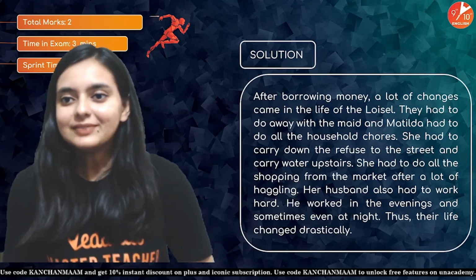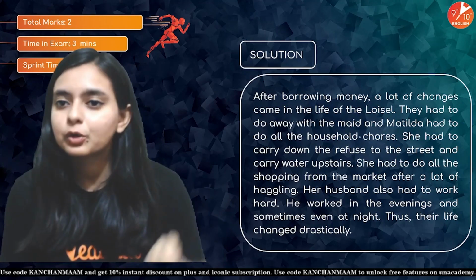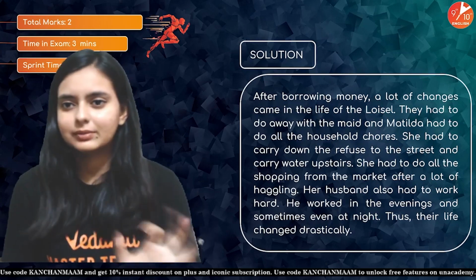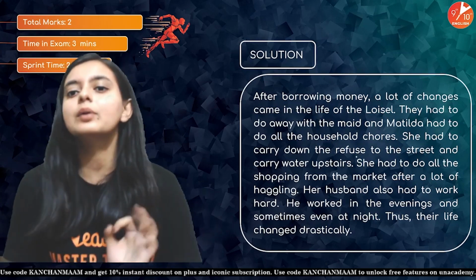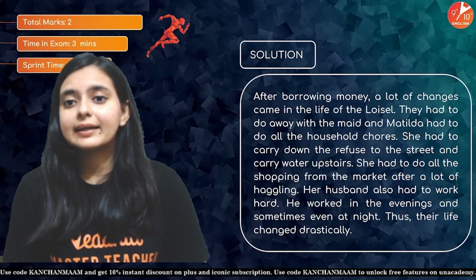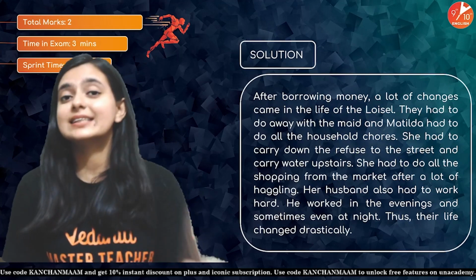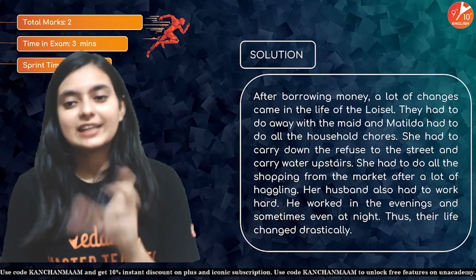So yeah, they had to do away with the maid. Matilda had to do all the household chores. So this is given already in the text. She had to carry down the refuse to the street and carry water upstairs. So be as detailed as possible. Cover all the details given in your text.